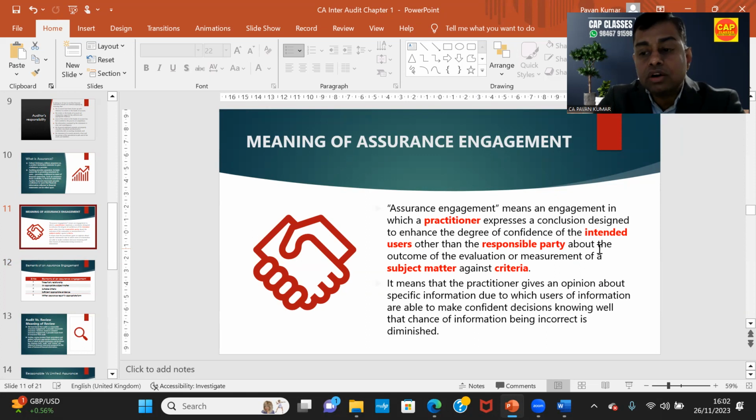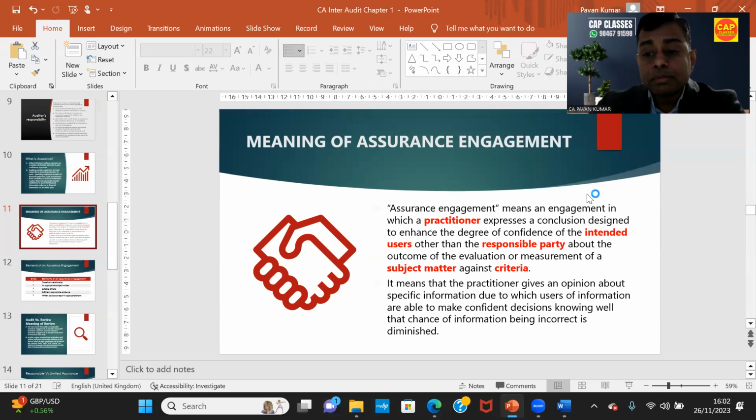This is the second party. Who's the third party? A responsible party. Who's the responsible party here? The party who prepared the financial statements. Subject matter means financial statements. Criteria means financial reporting framework.